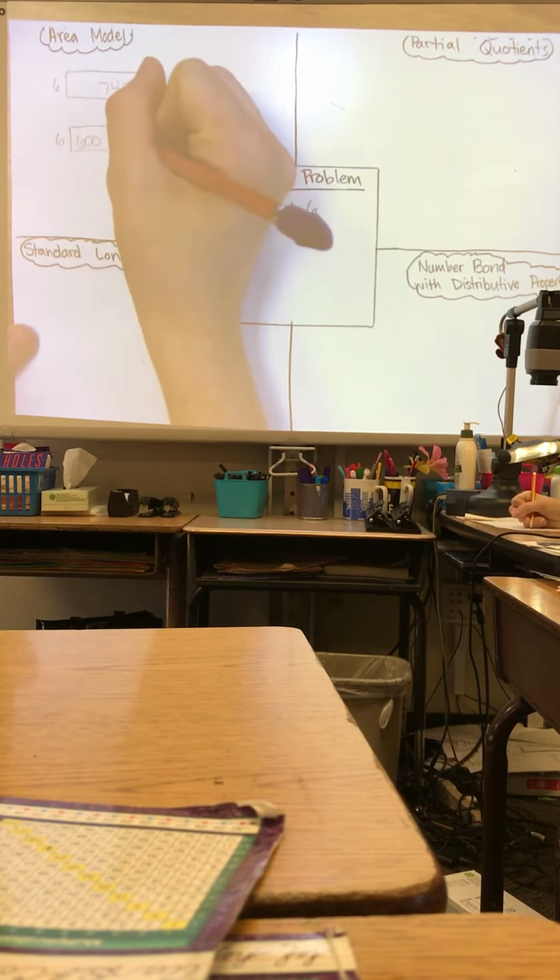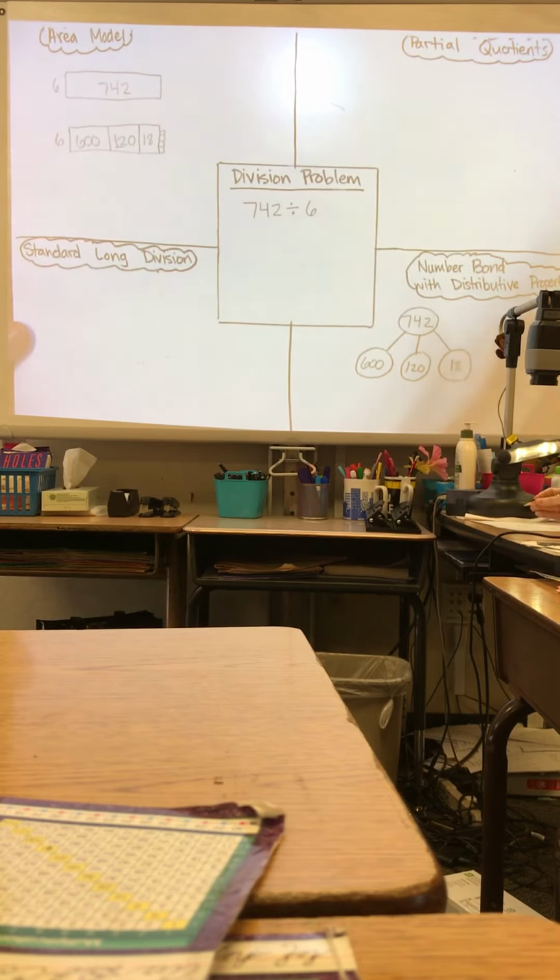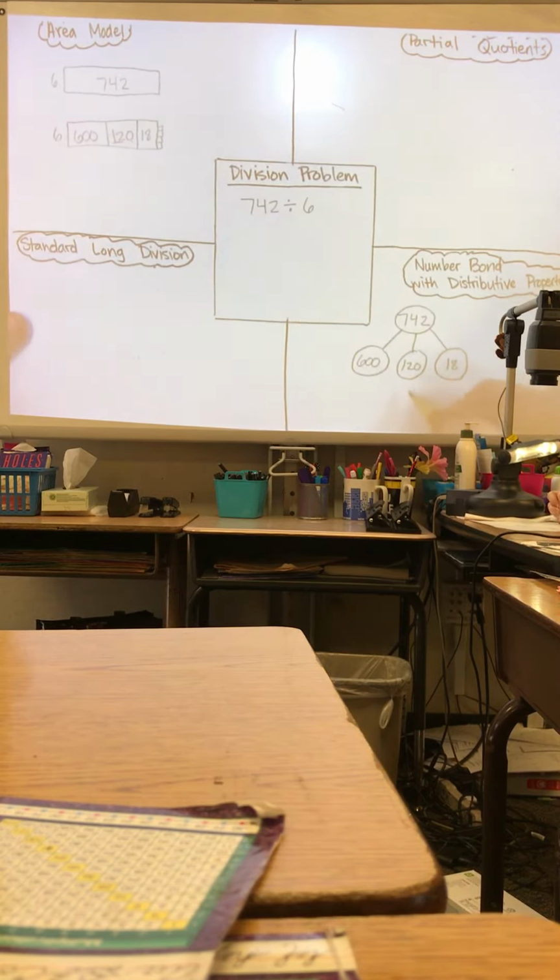I'm then going to go to distributive property to solve it so that I can see what I'm dividing by. So when I go to the number bond, I put 742 inside my full number bond. That's my whole number that I'm dividing. The way I decomposed it was 600, 120, 18, and then I have my remainder of 4 more. So I'm just going to need to remember those at the end.